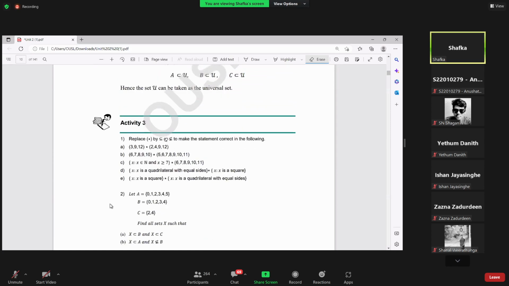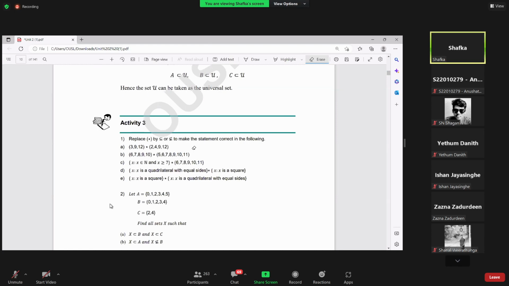Replace the star by using subset notation or not a subset notation to make the statement correct in the following. What can you say about the first statement? Not a subset. Why? Because 3 is not there in the next one.